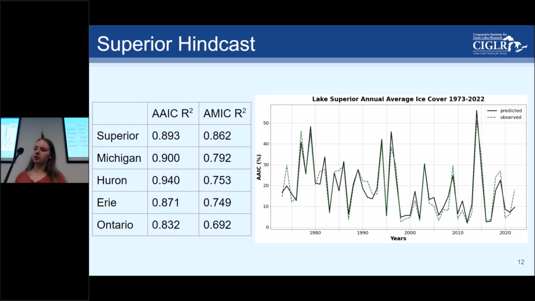The model was then trained between the period of 1973 to 2022, and we can see this in that graph, with the green line being the average ice cover shown previously in this presentation, and the black line being the predicted from the model. And they're very close, with a few years being off, but with our values being between 0.83 and 0.94 for average ice cover, it is fairly good for an ice model. And then for maximum ice cover, we got our values between 0.69 and 0.86. So it didn't do as good as predicting the maximum ice cover, but still really good.